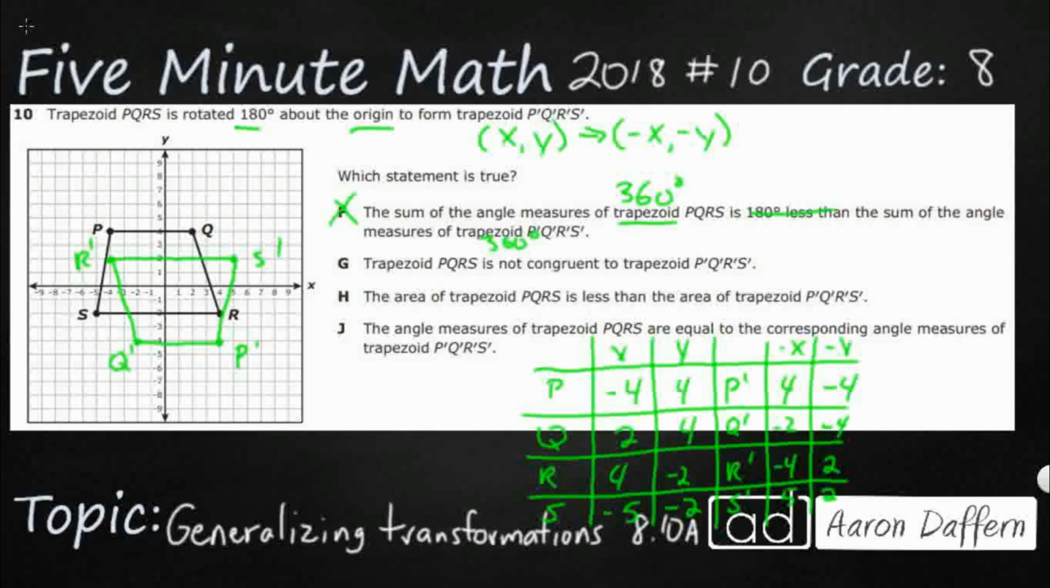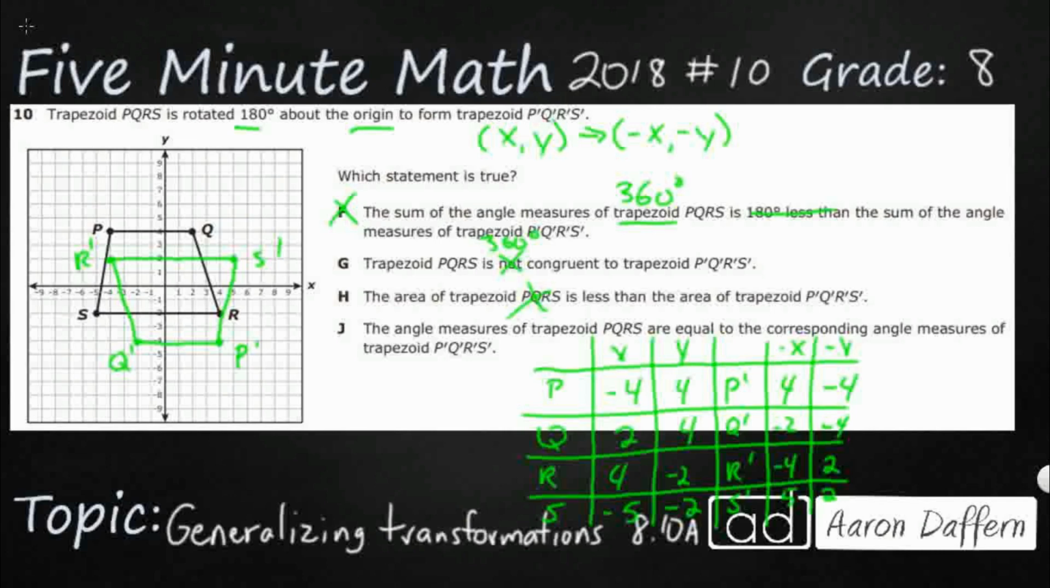G, trapezoid PQRS is not congruent. All I did was rotate it. So it looks like it's congruent to me. I just rotated it. I didn't dilate it at all. The area of PQRS is less than. No, I think the area is the same. I just rotated it. I didn't dilate it. If I dilate it, shrink it, or enlarge it, that's where the congruence and the area does not become equal.